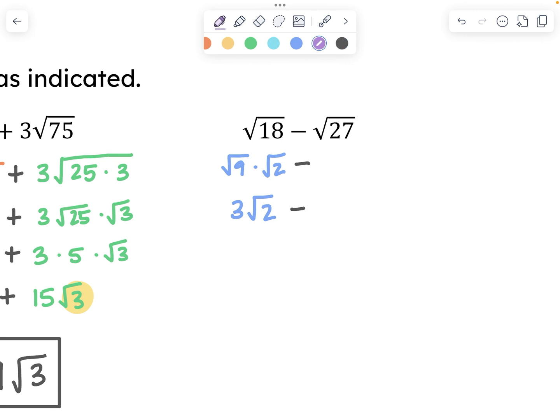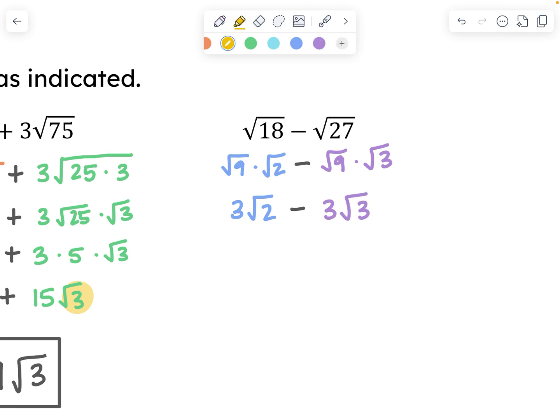Now I'm going to look at that 27, and same thing, 9 goes into 27. So square root of 9, but this time times 3. The square root of 9 times square root of 3. So 3 square root of 3.